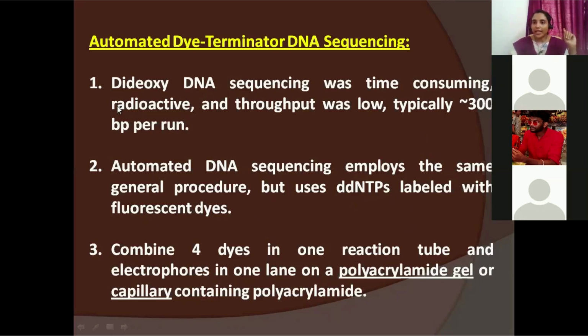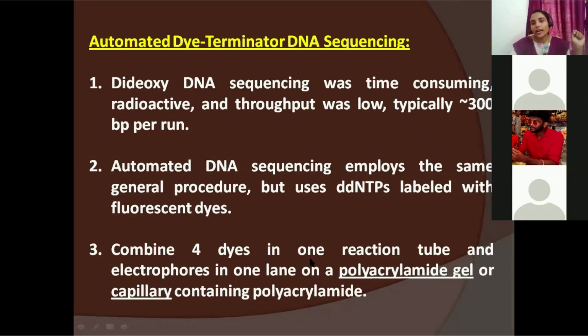So instead of radioactive things, which are dangerous for our health also, okay, instead of radioactively labeling these ddNTPs, we will label them with fluorescent dyes. Fluorescent means light emitting. Radiation is different, fluorescence is different. So in this we'll be using fluorescent dyes.